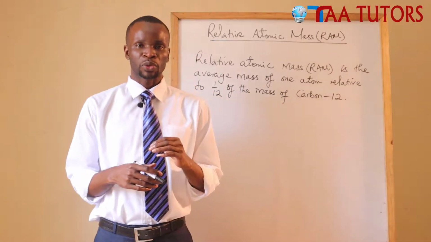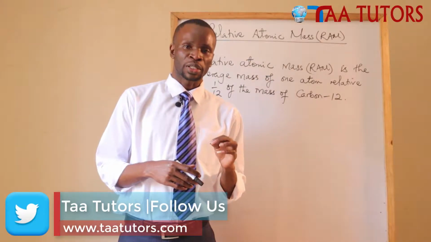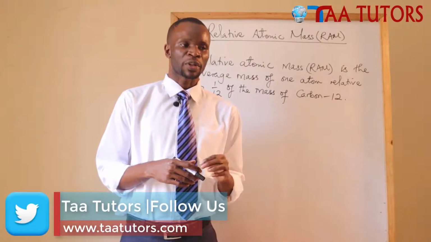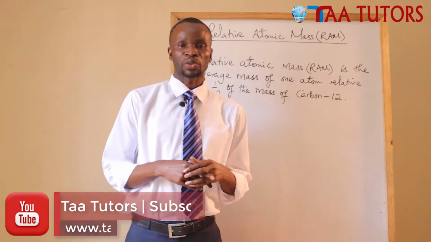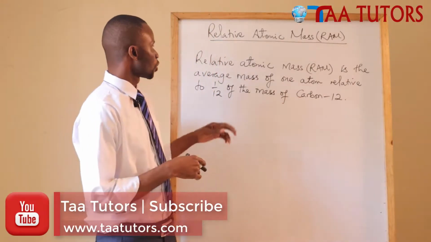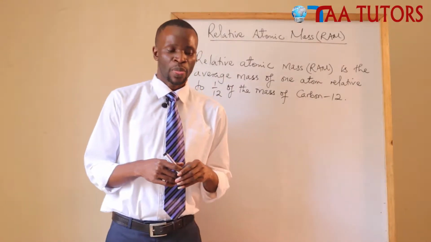I welcome you to this lesson so that we try to look at something more about isotopes. Last time we were able to explain that isotopes are atoms of the same element that have different neutron numbers but have the same proton numbers. Today I want us to move on to relative atomic mass of these particular isotopes.